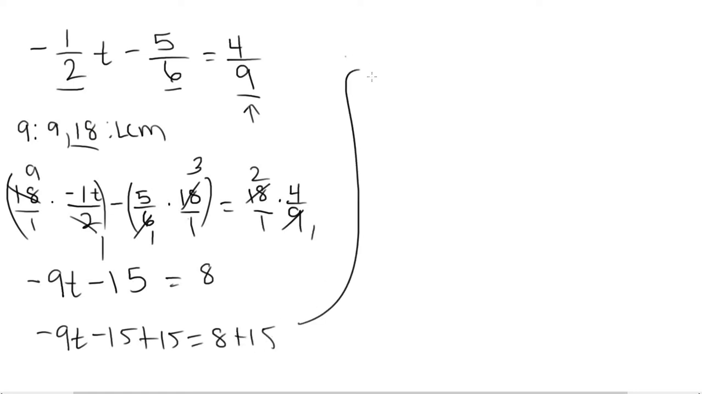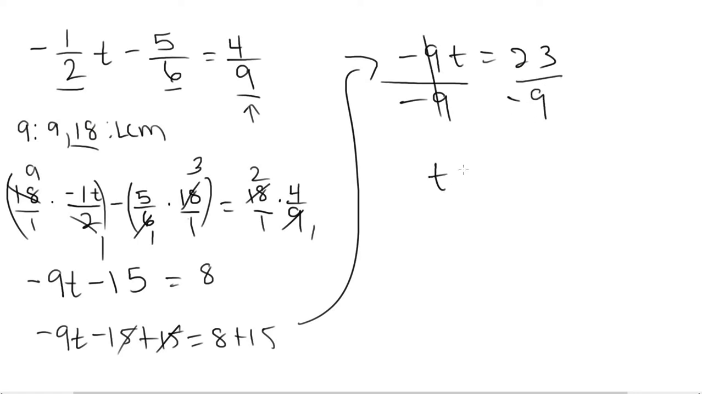So I'm going to come up top. I have these two cancel. I have a negative 9t equals 23. Divide both top and bottom by the negative 9 and get that t by itself. So that's cancel. T equals negative 23 over 9. And 9 goes into 23 2 times. That's 18. Leaves me 5 over 9. Those are both prime numbers, so it can't be reduced. So the answer is t equals a negative 2 and 5 over 9.